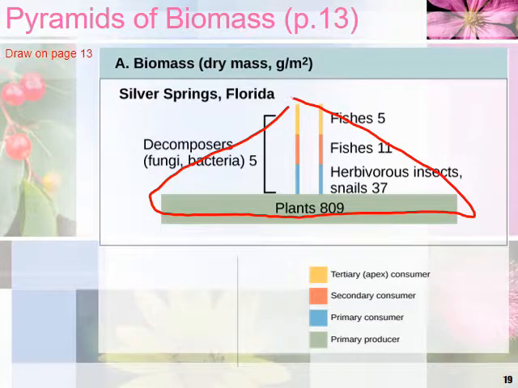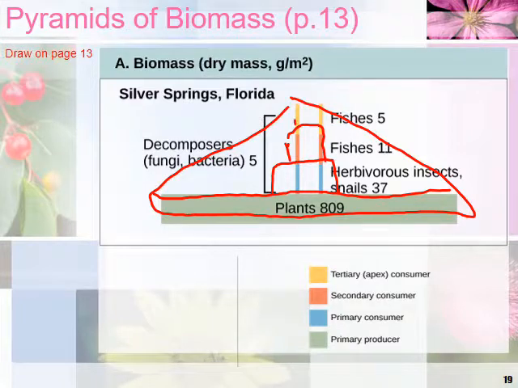Now, if we looked at a pyramid of biomass, I know that this doesn't demonstrate it as well, but we would still see something very similar to what we saw earlier, where we have plants at 809 being a large part. Here, I'll draw it a little bit differently. 37 for our snails, 11 for our fishes, and then 5 for our top fishes, our tertiary consumer. So again, as we go from producer to primary consumer, secondary consumer, tertiary consumer, there is a decrease in the biomass, the total mass of individuals in that trophic level.